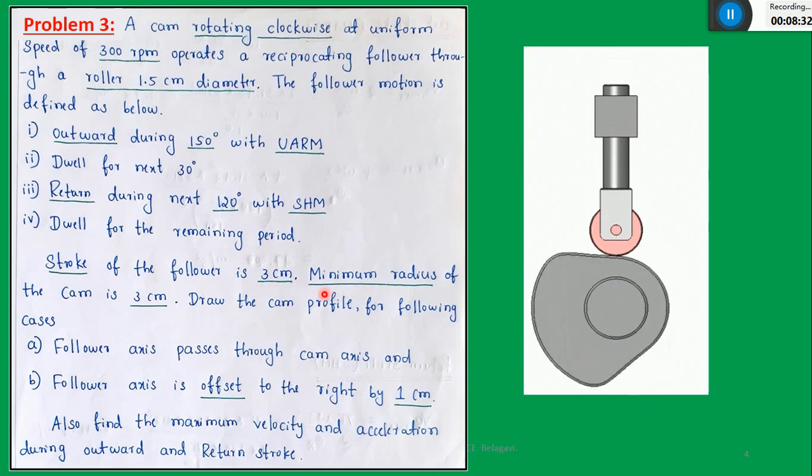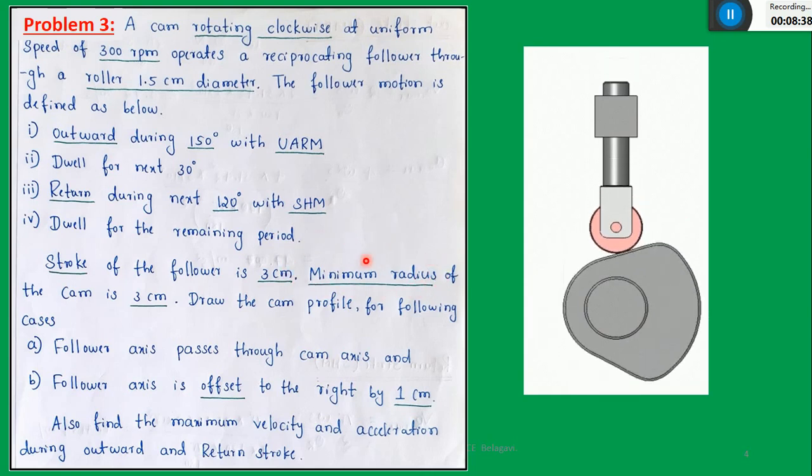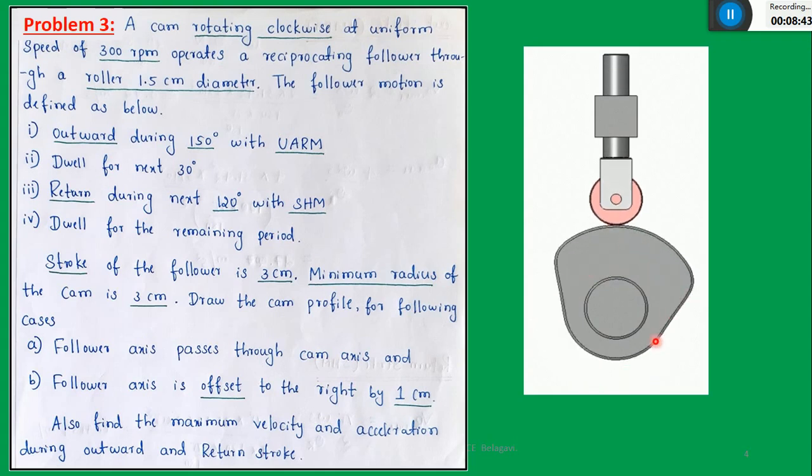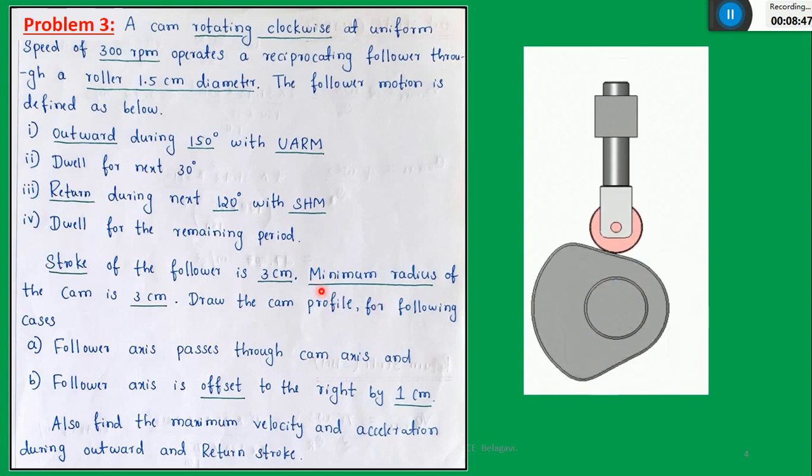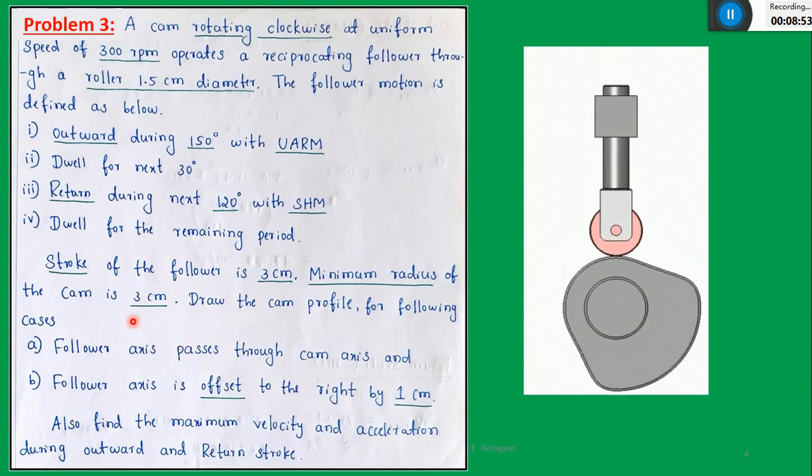And after that, the minimum radius of the cam is 3 centimeter. So whenever the word minimum radius comes, it is nothing but the base circle radius. It is an imaginary circle with respect to which we are going to draw the cam profile. So just remember, whenever the word minimum radius comes, it is nothing but the base circle radius, and it is given as 3 centimeter.